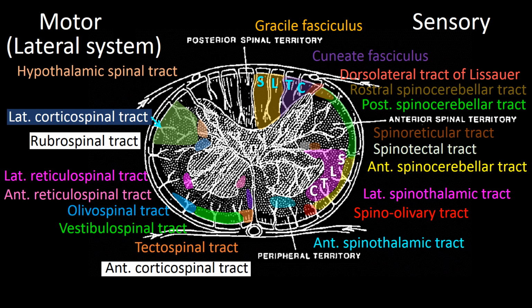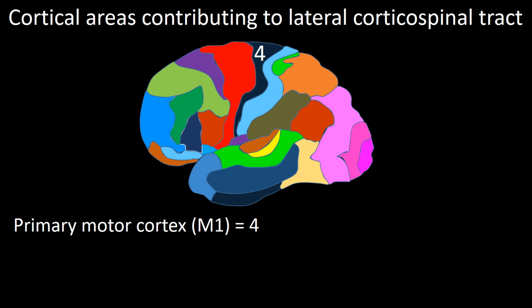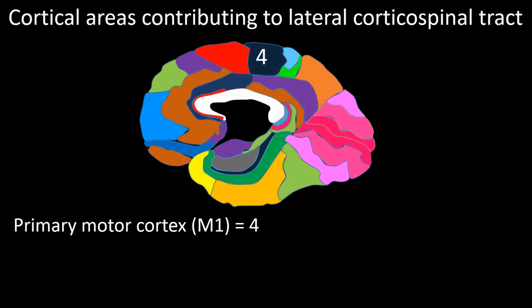This tract originates in the mesial and lateral cerebral hemispheres. In the lateral surface of the hemisphere, one of the areas that contributes to the lateral corticospinal tract is the primary motor area, also called M1, which corresponds to Brodmann area 4. The primary motor cortex is also present in the mesial surface of the motor cortex, as you can see in this frame.